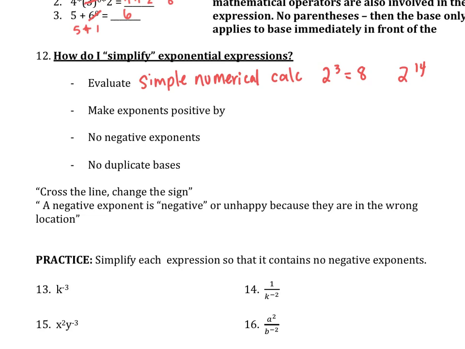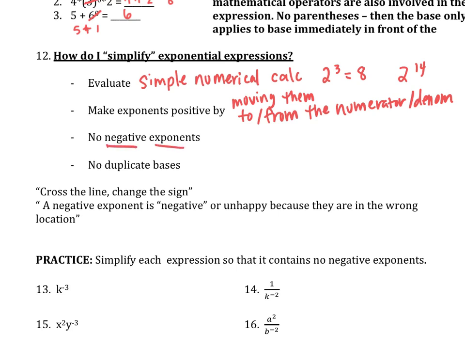Okay. If you have negative exponents, you shouldn't leave those in your answer. Make exponents positive by moving them either to or from the numerator and the denominator. And then you can make that exponent positive. So if it's in the bottom of the fraction, move it up. If it's in the top of the fraction, move it down. Again, you cannot have negative exponents in your answer.